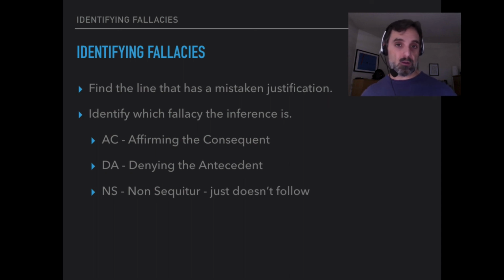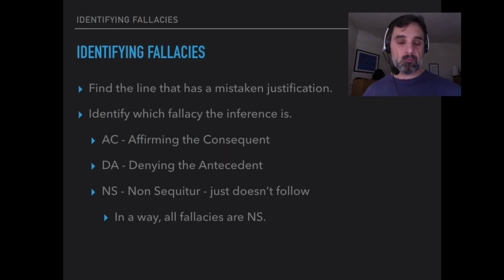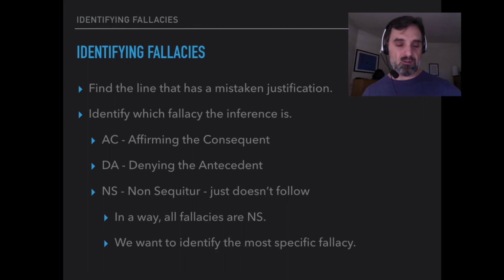It might just not follow. In a way, all fallacies are non sequiturs, because in all cases the conclusion doesn't follow, it's not a valid rule, but we want to identify the most specific form of the fallacy. So if it's AC, we write AC. If it's DA, we write DA. If it's not either of those, then we write NS.